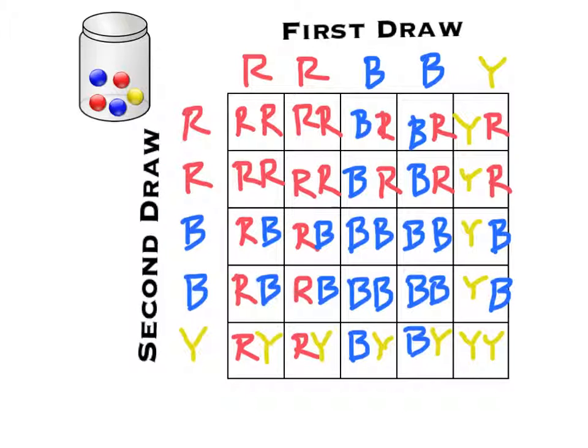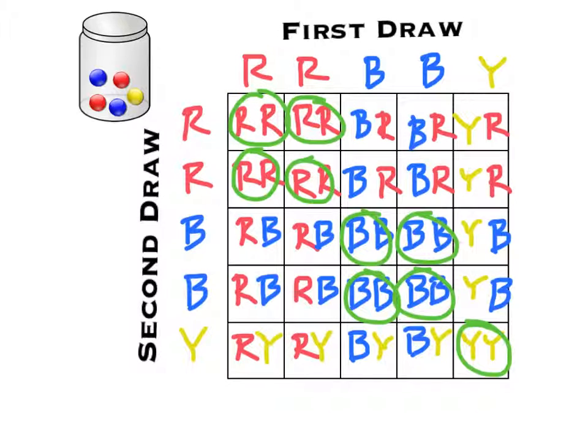And there they are, 5 possibilities times 5 possibilities, 25 possible outcomes in all. And where are our matches? There they are, all 9 of our winning outcomes right there on our area model. So our probability of winning is 36%.